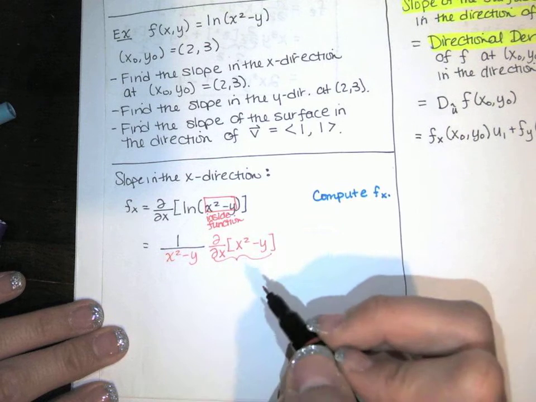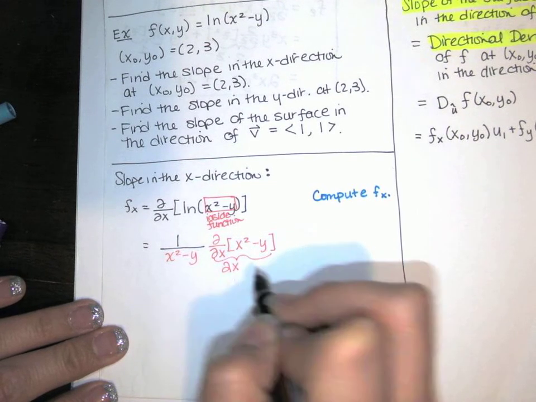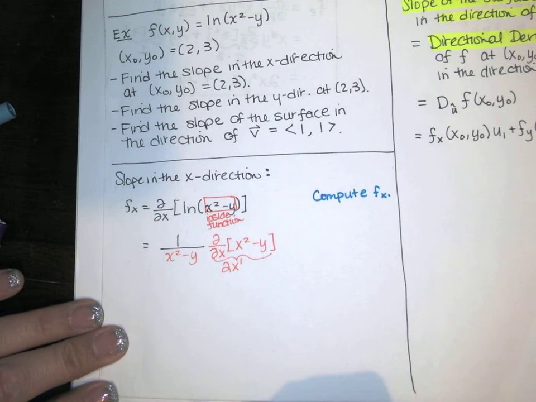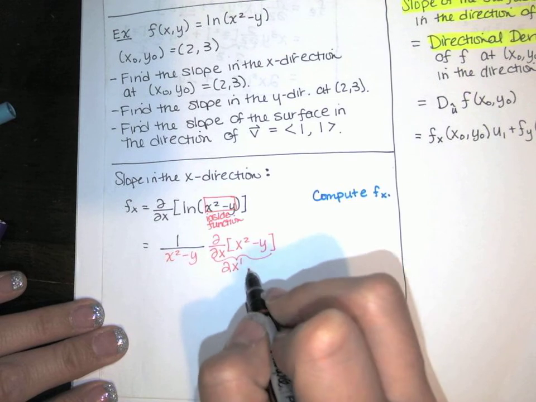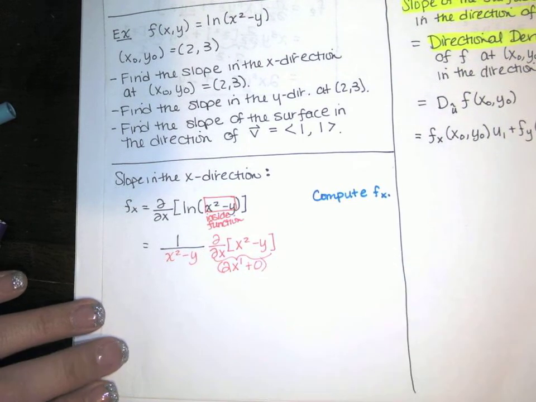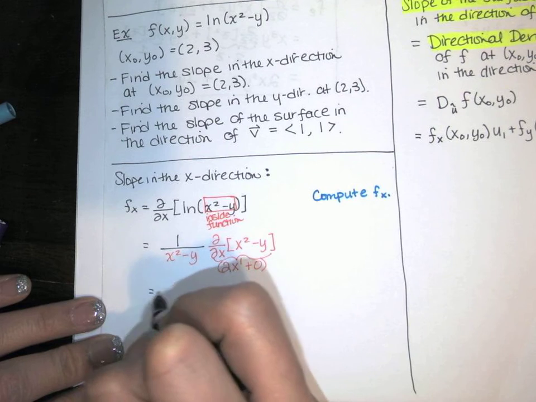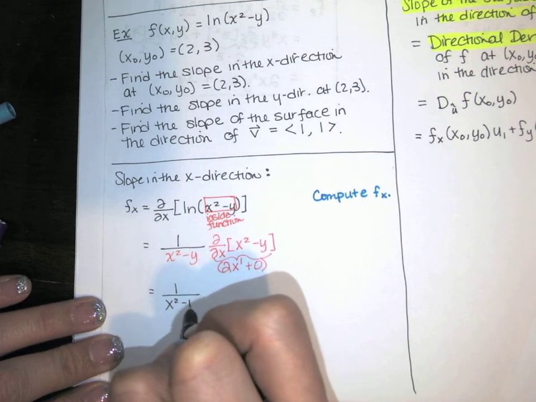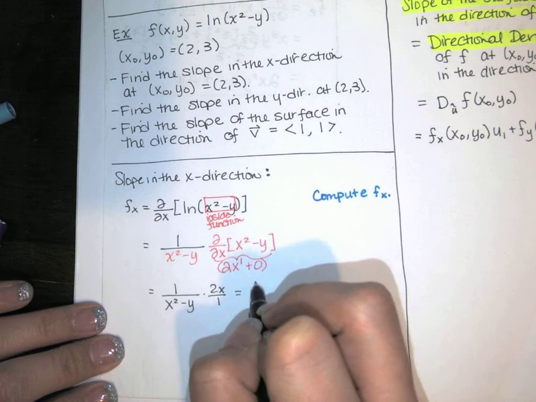Derivative of x squared with respect to x, it's just a power rule. We bring the 2 down, multiply by x to the 1 less power. X to the first is just x, so you didn't have to write the 1 there if you didn't want to. The derivative of y with respect to x is 0. So we've got 2x. If you prefer, you can write it as 2x over 1 times this, multiply straight across.